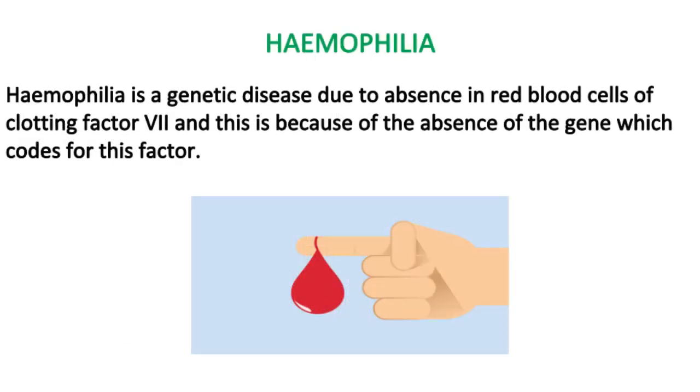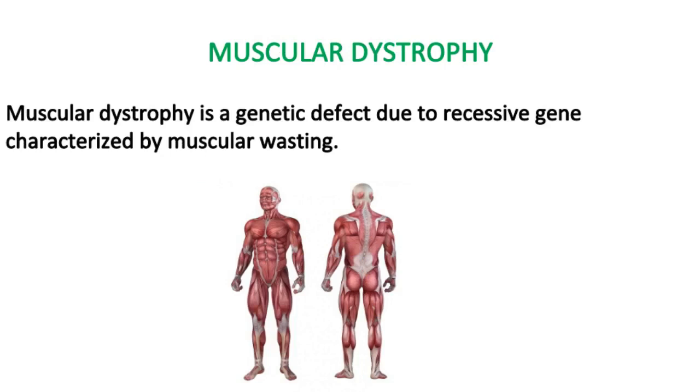Haemophilia is a genetic disease due to absence in red blood cells of clotting factor 7, and this is because of the absence of the gene which codes for this factor. Muscular dystrophy is a genetic defect due to a recessive gene characterized by muscular wasting.